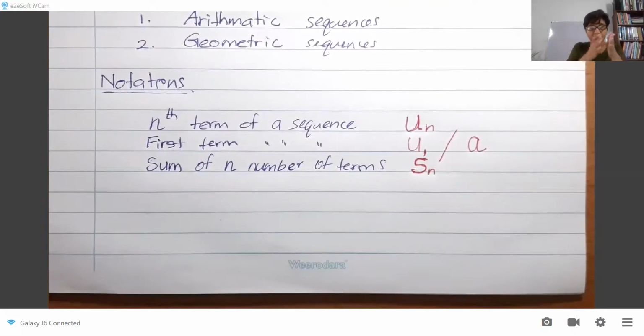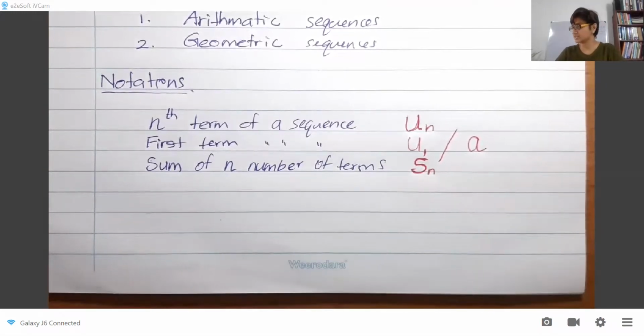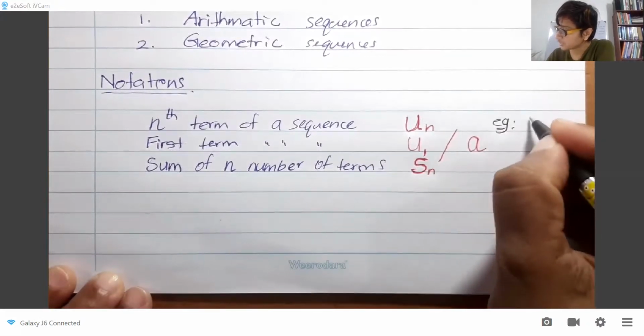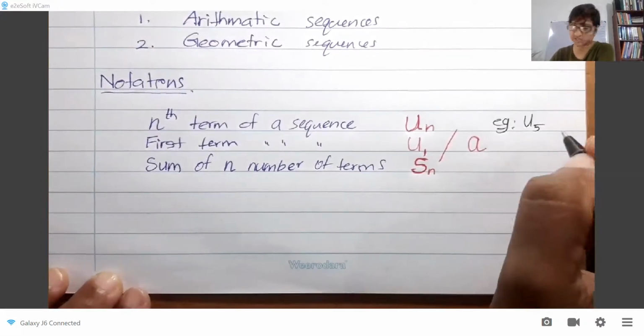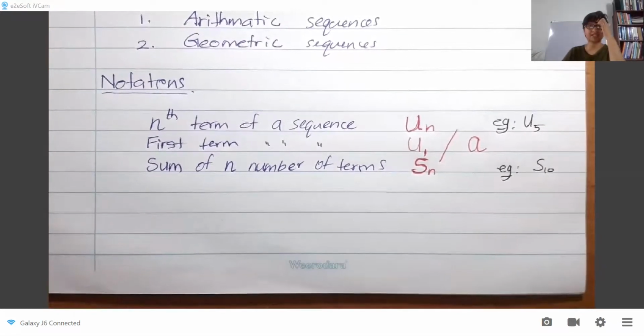So you always begin with the first term. You don't take from the middle, from the first term up to a certain point. So S10 means the first 10 terms. S100 means the sum of the first 100 terms. So Sn, if you see this somewhere, you have to know. I could have written an example like U5, that means the fifth term. If I say S10, that means the sum of 10 terms, right?